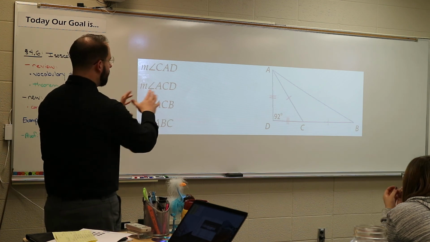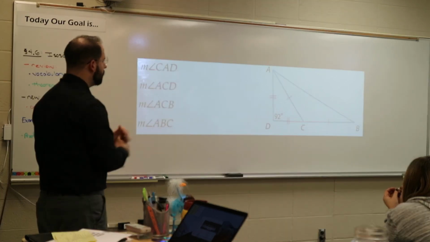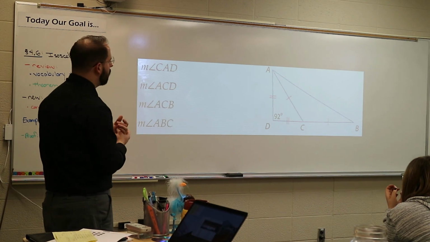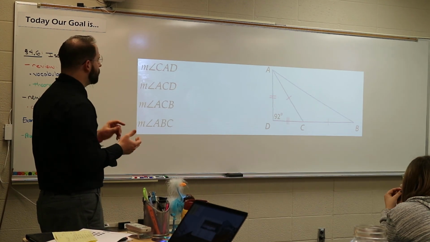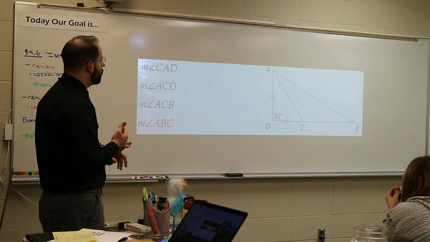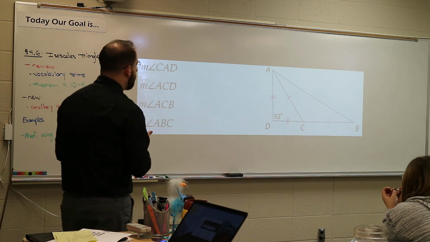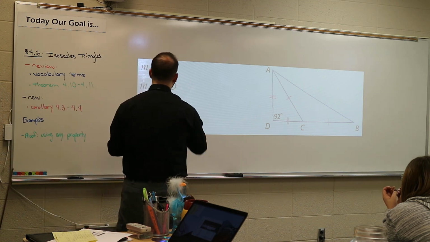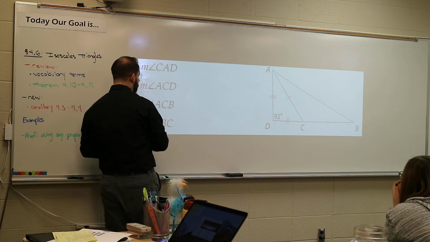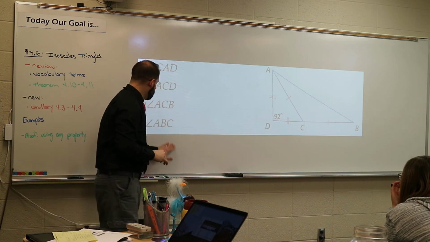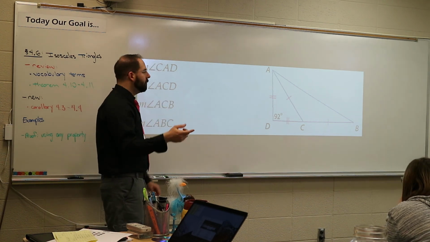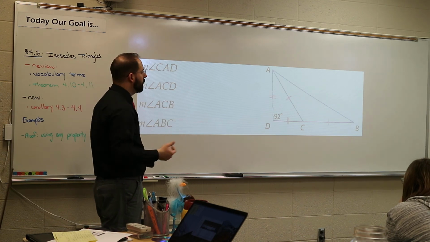They show you pictures, like in this case, a bunch of different triangles. We do have an isosceles triangle in that picture, and they want you to find certain angles on the picture. Certain angles, okay? So to start this, they want you to find about four different angles here. Okay, I'll help you find the first ones, and then we'll talk about how to find those other ones.